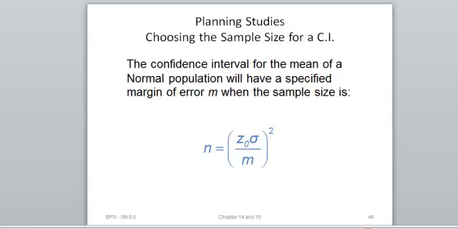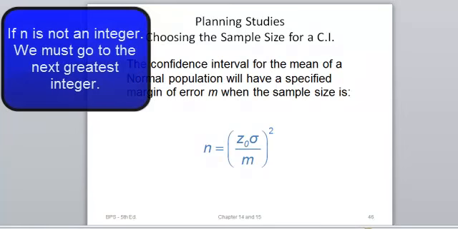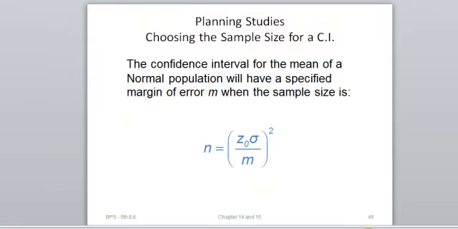Now if the n turns out to be anything but an integer, then we have to go to the next greatest integer. So something like if n was 12.112, then we'd say our sample size would have to be 13. So you go to the next greatest integer if your sample size calculation is anything but an integer. So it's time to look at an example.